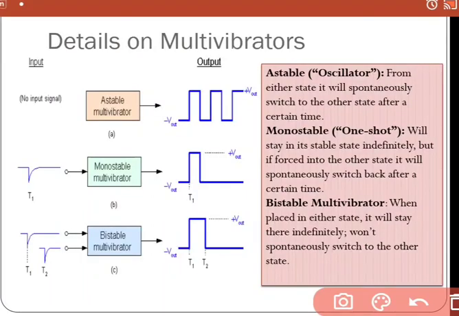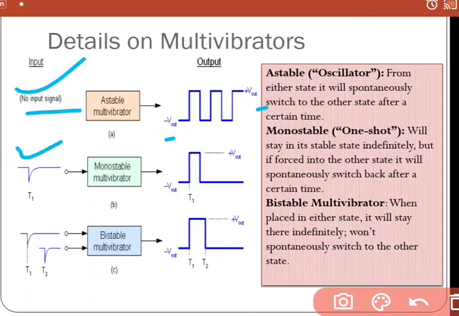Now here is the details. In the astable multivibrator, say there is minus V out and plus V out. It will oscillate between these two at a particular time period. It has a particular frequency, and that is determined by the external RC circuit, and it has no input signal. This point should be clearly understood.